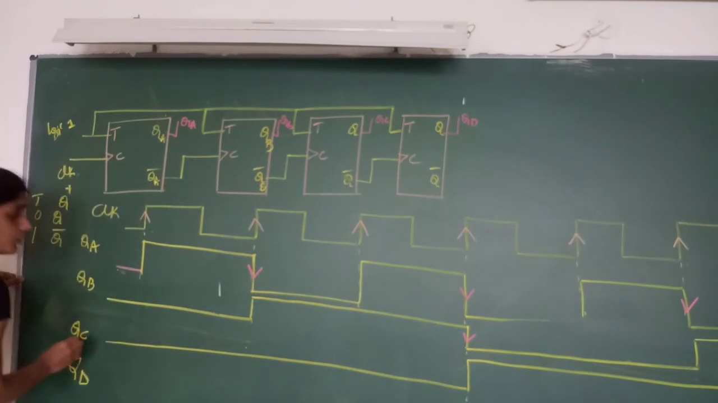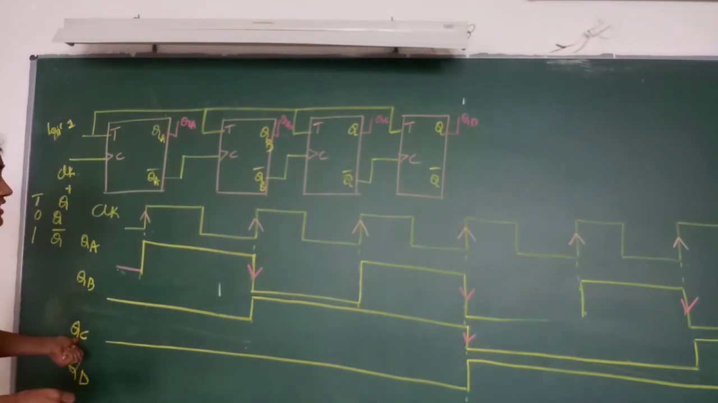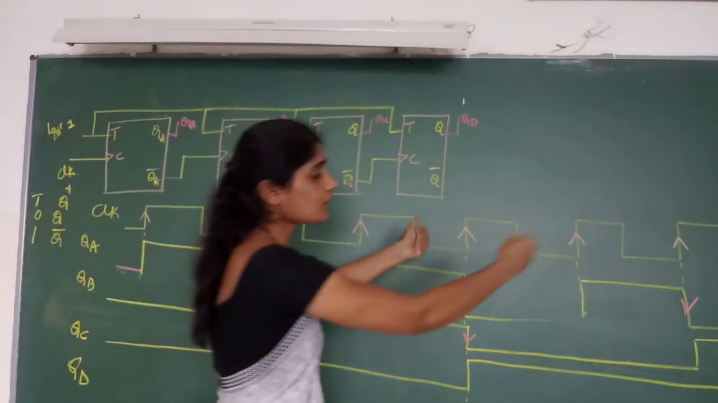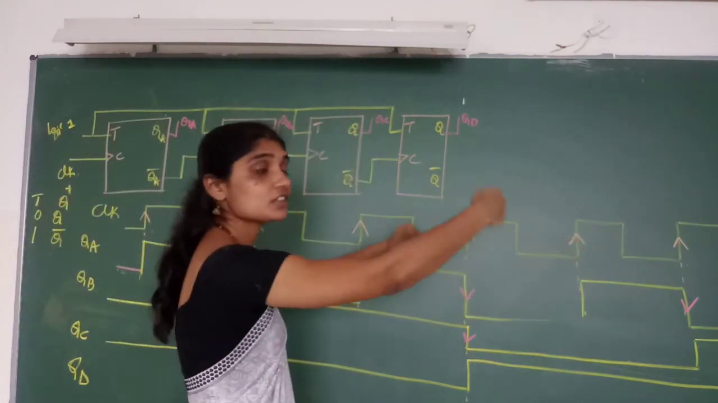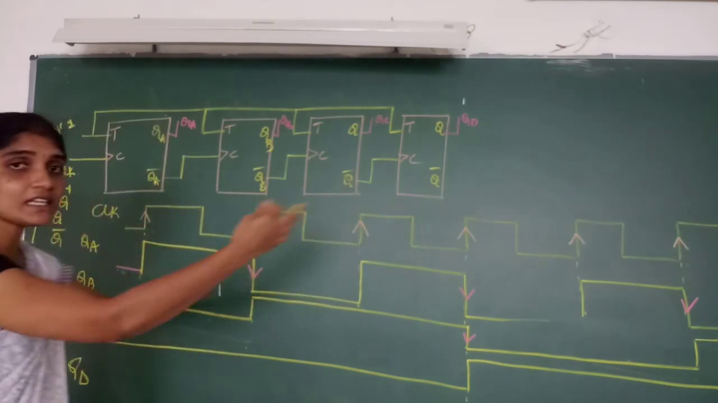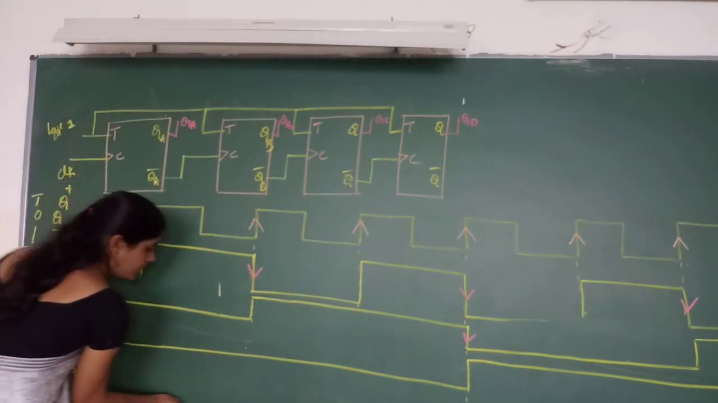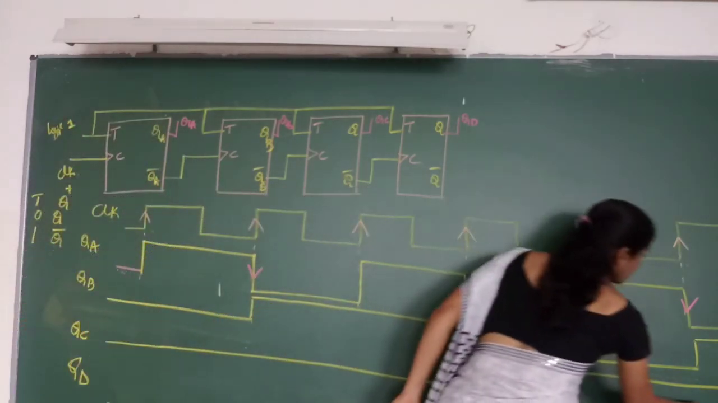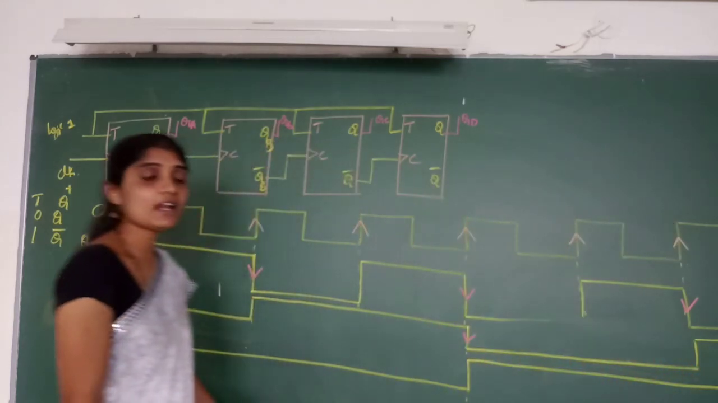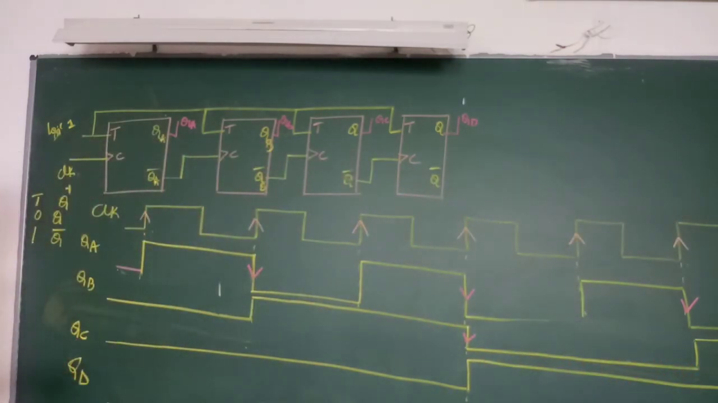QD. When will you get QD? At the negative edge of QC. For me, I don't have the negative edge yet. If I continue, I will get the negative edge. There, the QD output changes. Till then, what is QD? Till then, QD is 0. That 0 will become 1 at the negative edge of QC.